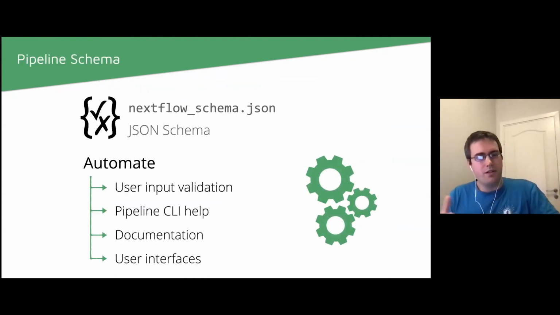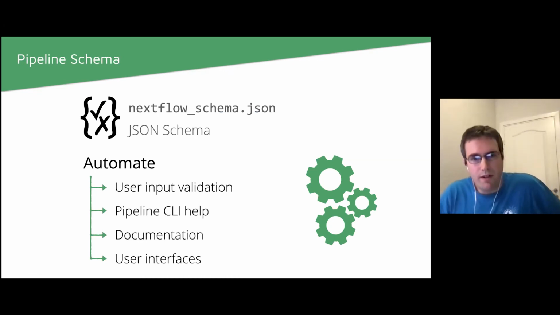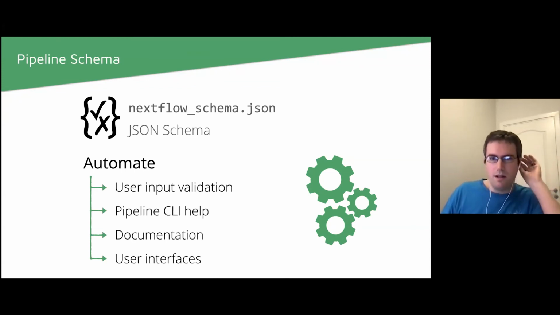So I've already described the Nextflow schema a bit, but I'll tell you a little bit more about how it works here. It's based on the JSON schema format, as I described, and basically this file, once built, allows us to automate a lot of stuff around the pipelines. Input validation, command line help, documentation, end user interfaces, and whatever else anyone else can think of. The longer this is around, we're finding that other projects are starting to use these files, which is exactly what we hoped for, and that's why we started with a standard.